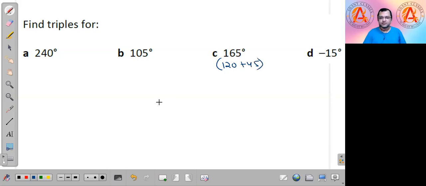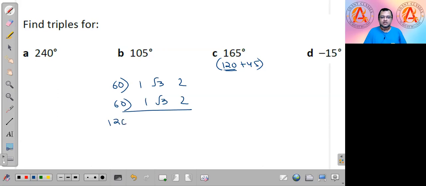Then next one, 165 degree, that is 120 plus 45. So you can get 120 by adding 60 degree 2 times. 60 degree is 1, root 3, 2. Again 60 is 1, root 3, 2. So get this answer, and in that answer again add 45 degree, which is 1, 1, root 2. Do this.